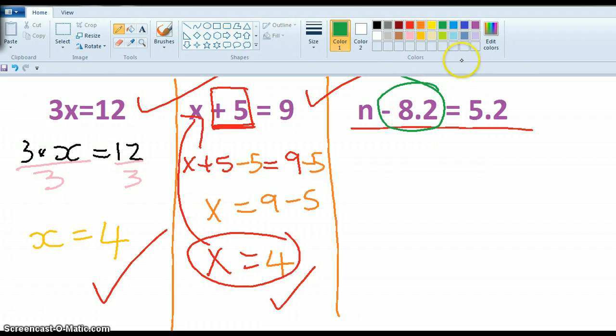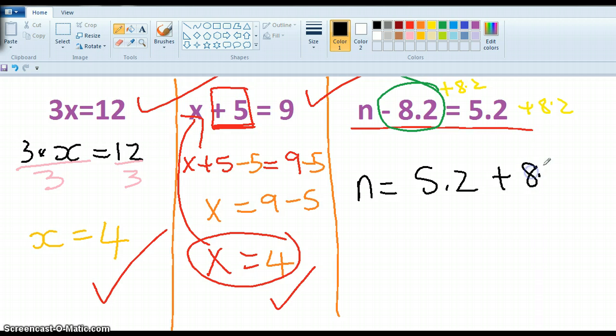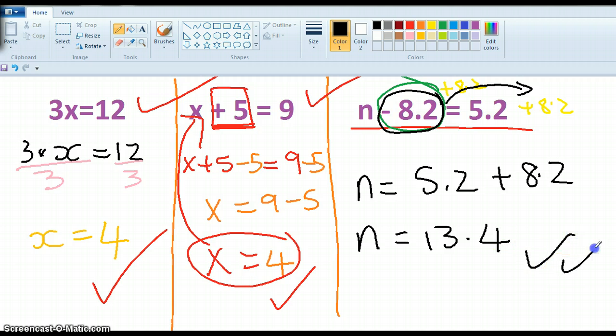Yeah, so we can on both sides go plus 8.2, but we only actually have to write n equals 5.2 plus 8.2. So the minus 8.2 becomes plus 8.2 on the other side. But it's because we're adding the same thing to both sides that we can do that. So n equals, anyone? 13.4. Thank you.